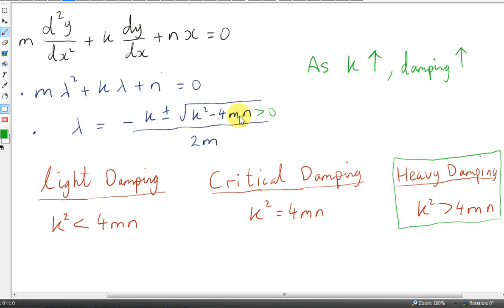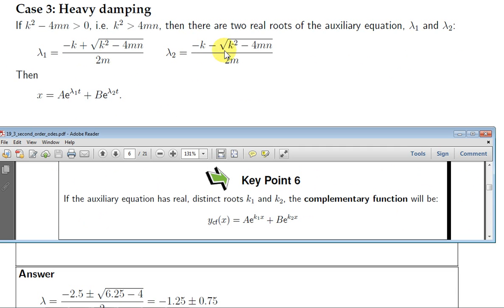If k squared is greater than 4mn, then the discriminant is positive. We'll have two distinct real roots. So here are the two roots. We just take the plus sign for one root and the minus sign for the other root. We can call them lambda 1 and lambda 2. We have the square root of a positive quantity here. And we saw in a previous video that the general solution of the homogeneous differential equation with two distinct roots of the auxiliary equation is given by this here. So we can apply that here. In this situation the dependent variable is x and the independent variable is t.